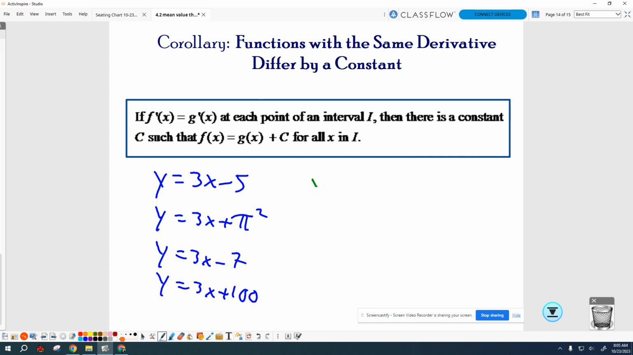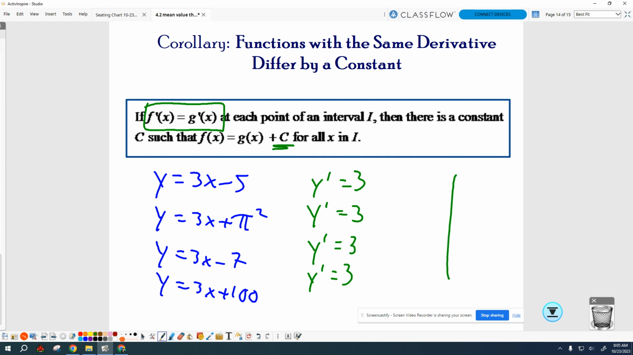Tom, what's the derivative of y equals 3x minus 5? 3. Josh, what is the derivative of y equals 3x plus pi squared? Preston, what's the derivative of 3x minus 7? 3. Jamie, what's the derivative of 3x plus 100? 3. Okay, so this is saying if the slopes of the two functions are the same over some interval, their only difference is a plus constant.